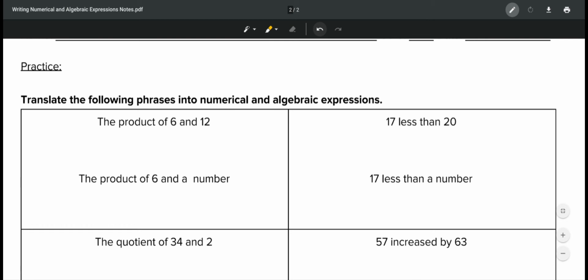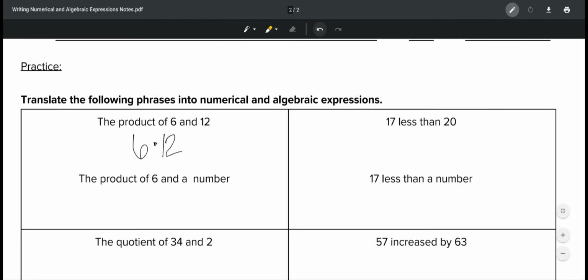So if I say the product of 6 and 12, that means I am multiplying because the word product tells me to multiply. So the expression I would write here is 6 times 12. Remember, I use a dot to show multiplication. You're going to see that more often as we go on than the letter X, because when we start using a variable, X is a really, really common variable. So I want you guys to try and use the dot to show multiplication.